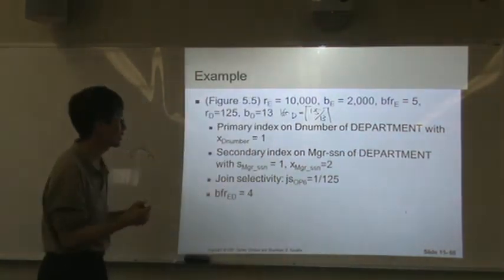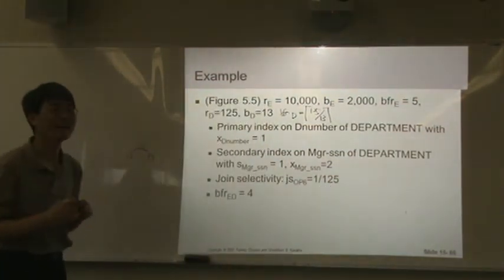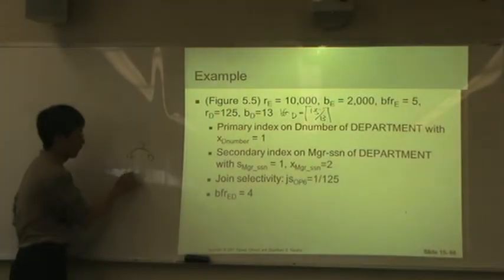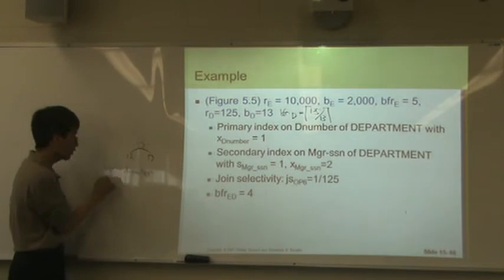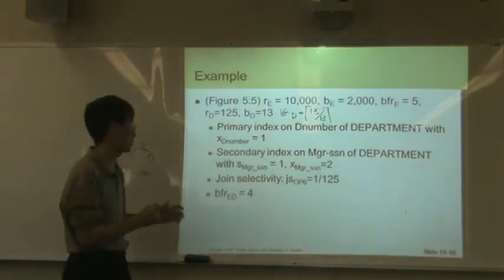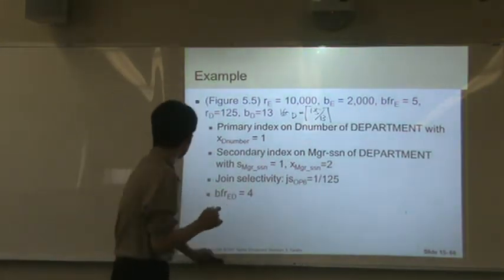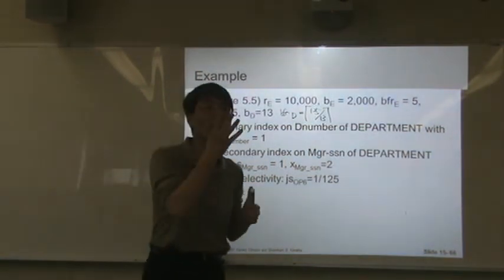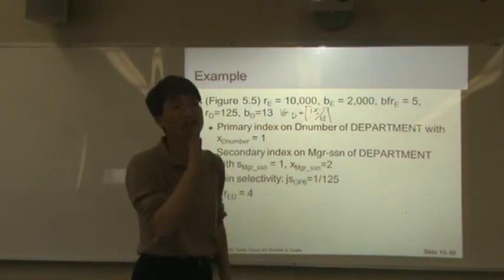Okay? In this case, JS is 1/125. Why? When you join with the D NO and D number, okay, one department will match with one employee, manager, social security. At that time, the blocking factor of the join table, which means this one after join, this is 4. 4 records will be in one block. Usually it's in the memory.